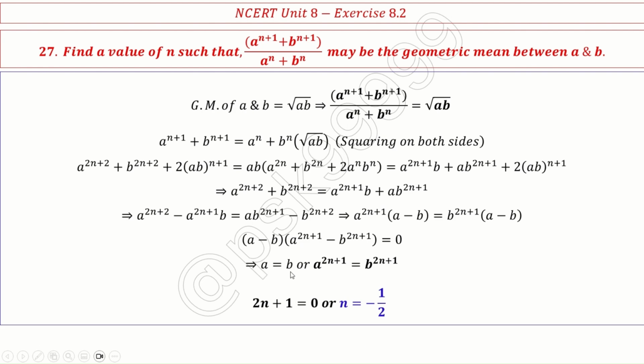Or the second option is a to the power of 2n plus 1 equal to b to the power of 2n plus 1, right? So if you consider this is two different numbers having same power and equal. Is it possible? It is not possible if the power is non-zero, right? If the power is 0, both are 1, so it is possible. So 2n plus 1 equal to 0, this is the option. Okay, this is the only option. So which means n equal to minus half. This is the answer. Okay, next.